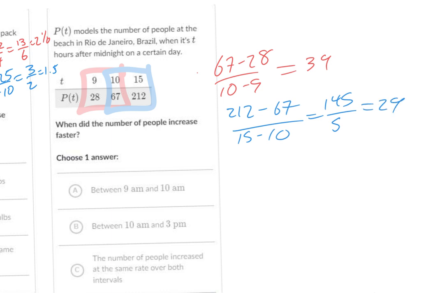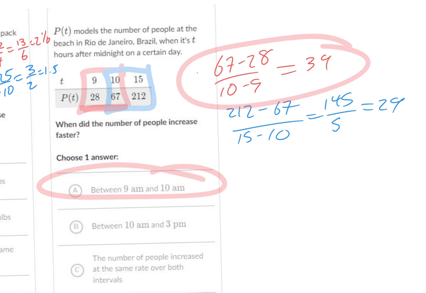So the interval that's going faster is the one that's 39. And that's the one that's between 9 and 10. So there you go. Hopefully that's what you got. Let's move on to the next question.